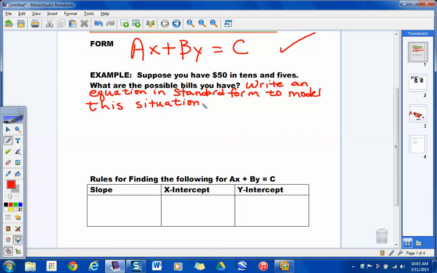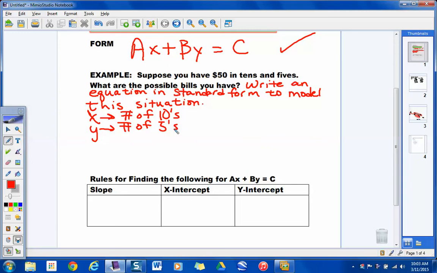Have you guys got that written down? Yes. All right, let's talk about what's even going on here. How much money do you have, guys? 50. Got some 10s and you've got some what? 5s. Do you want x to represent the number of 10s or the number of 5s? 10s. Let's let x equal the number of 10s. So x is going to be the number of 10s. What do you think we're going to let y represent? Number of fives.